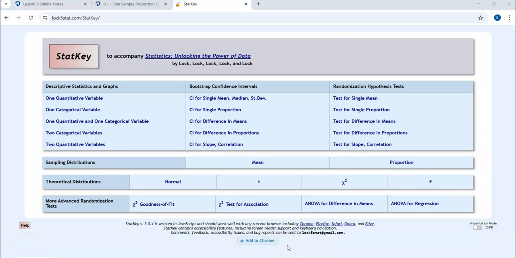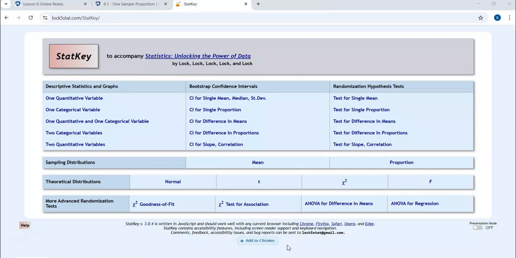Here's a short video to introduce one of the pieces of software that we use in our course. This is a look at StatKey, which is authored by the authors of our textbook, the Locke family, a family of statisticians and educators of statistics.